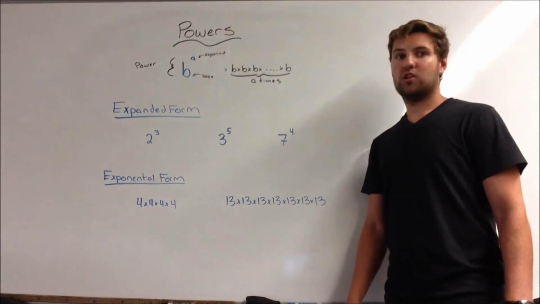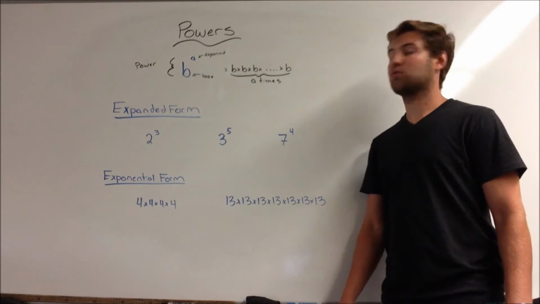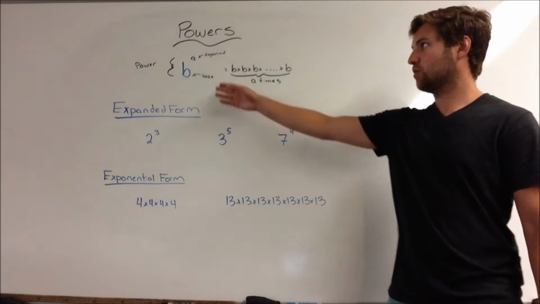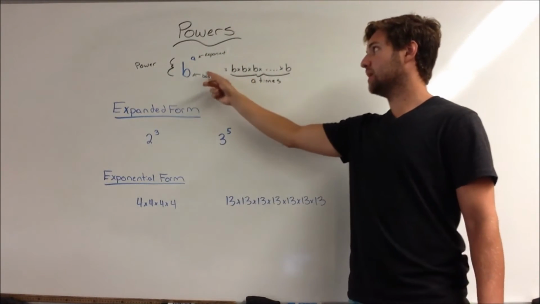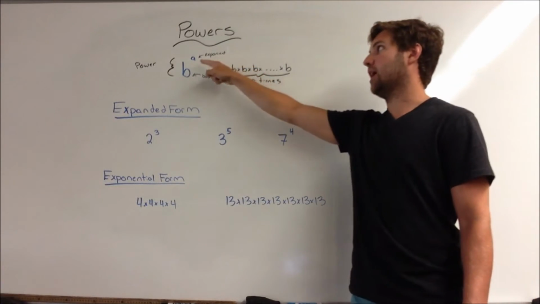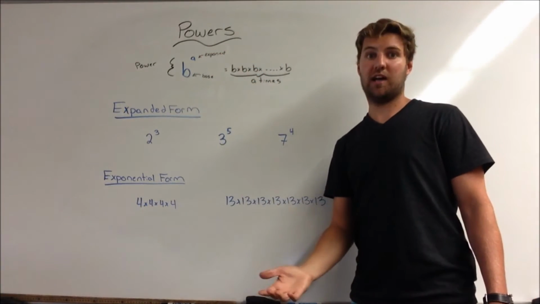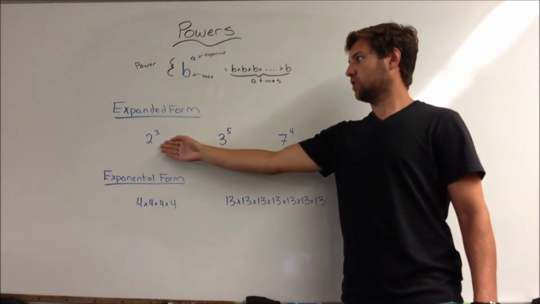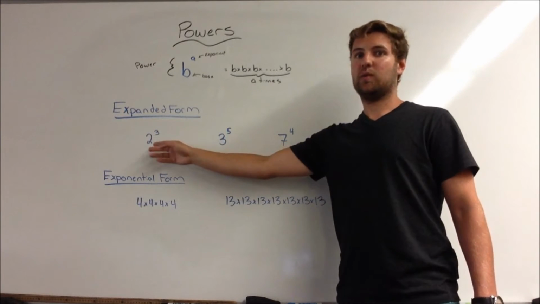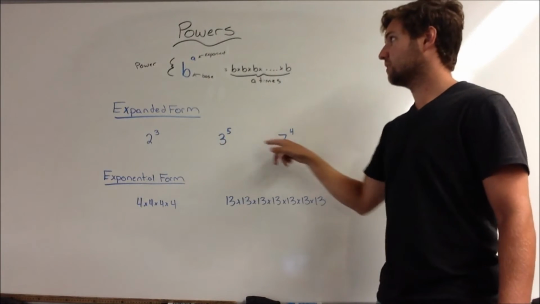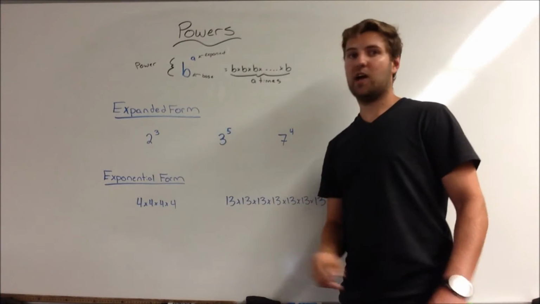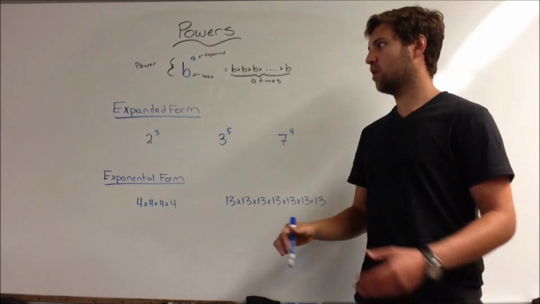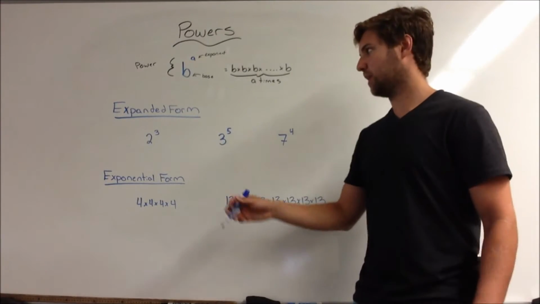Okay, now let's look at how we can write powers in different forms. So remember, a power is a base raised to an exponent, and this would mean this base multiplied a times. So here we have three different powers, or we call this exponential form. And I want to write it in expanded form, or we want to break it open and expand it.